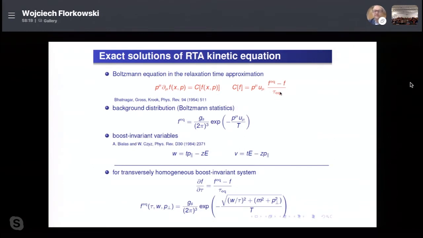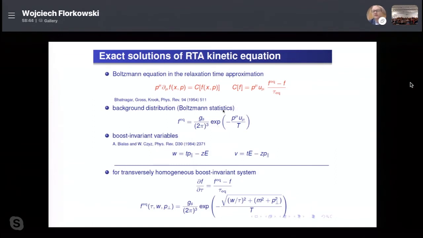But now what we can do, actually, we can find an exact solution of this problem if we have one-dimensional expansion a la Bjorken. Just to mention one thing, the equilibrium distribution function we take here in the classical limit, in Boltzmann statistics.